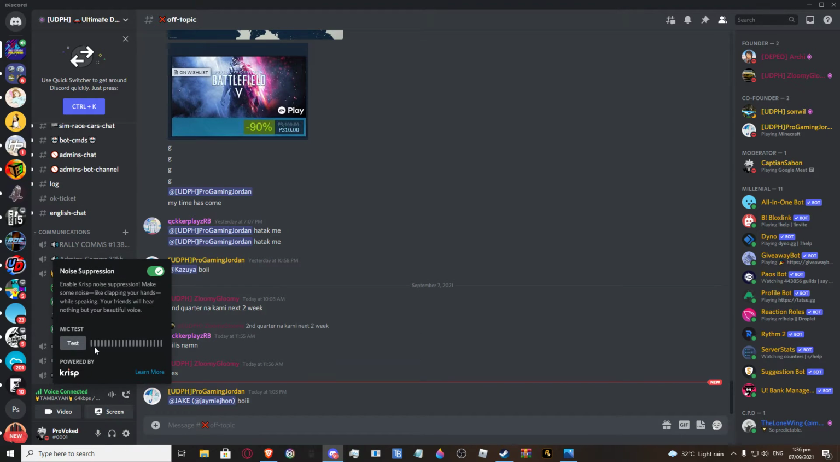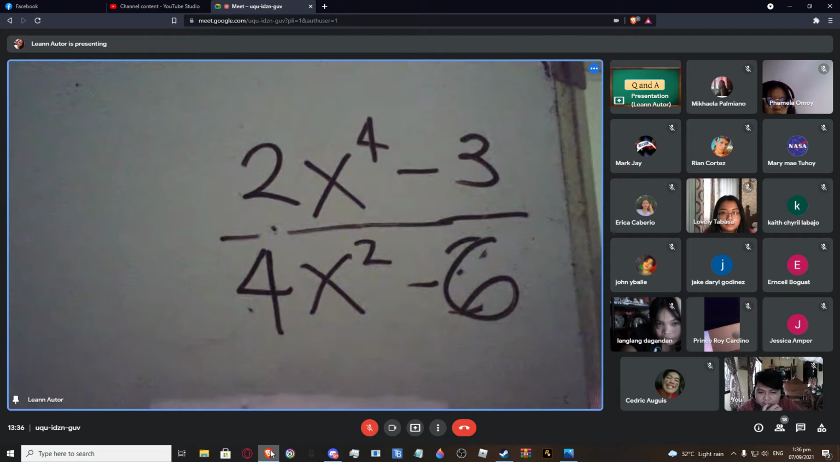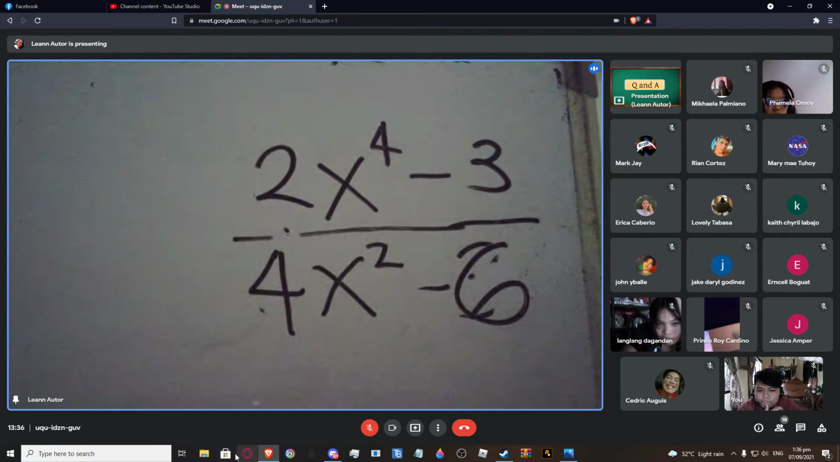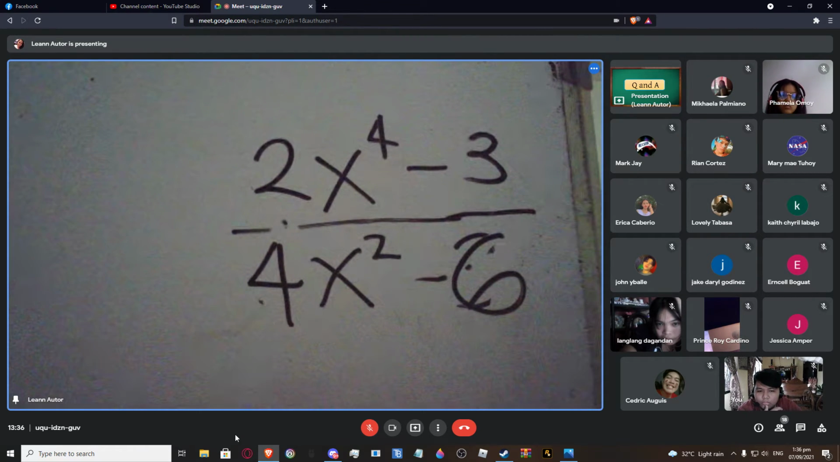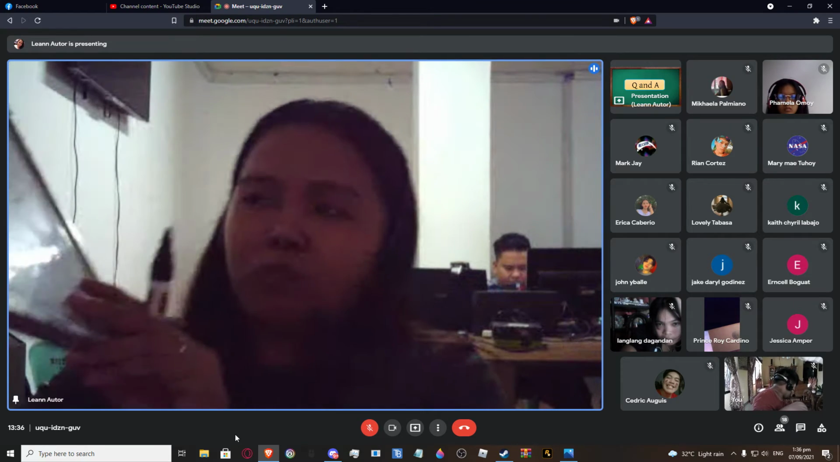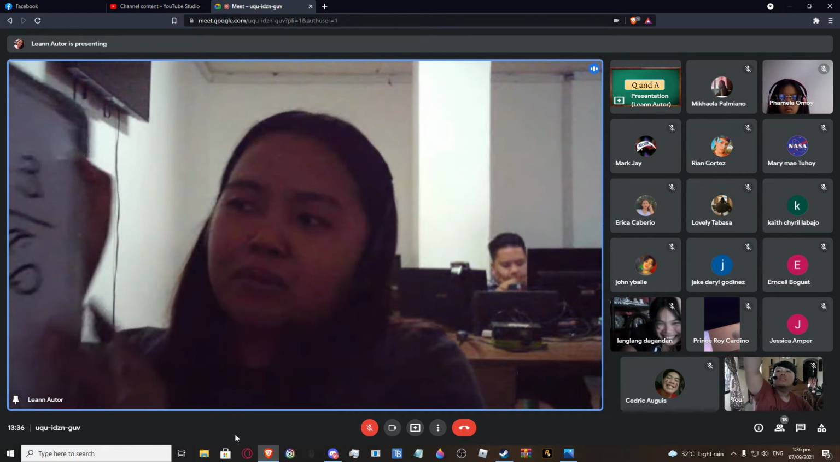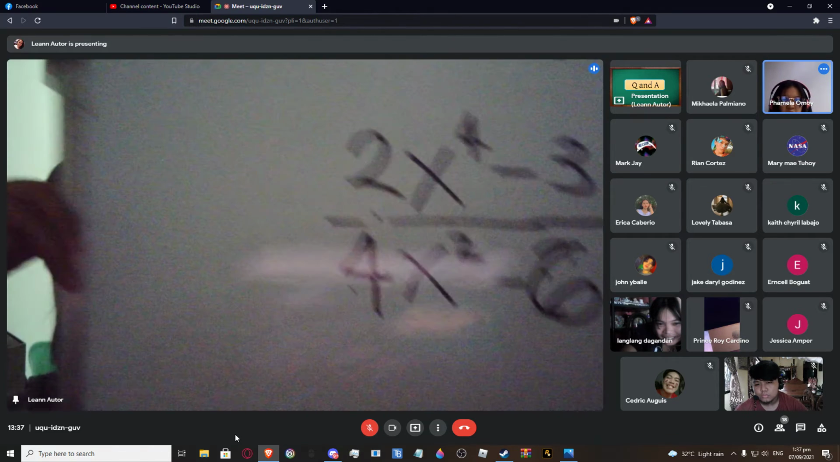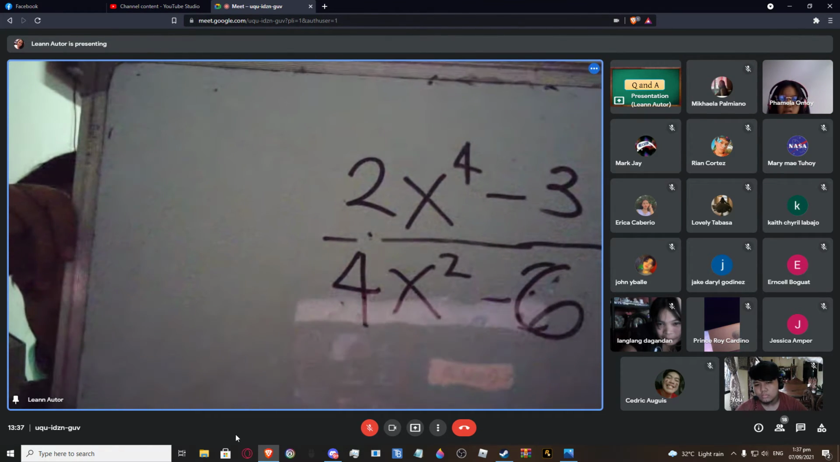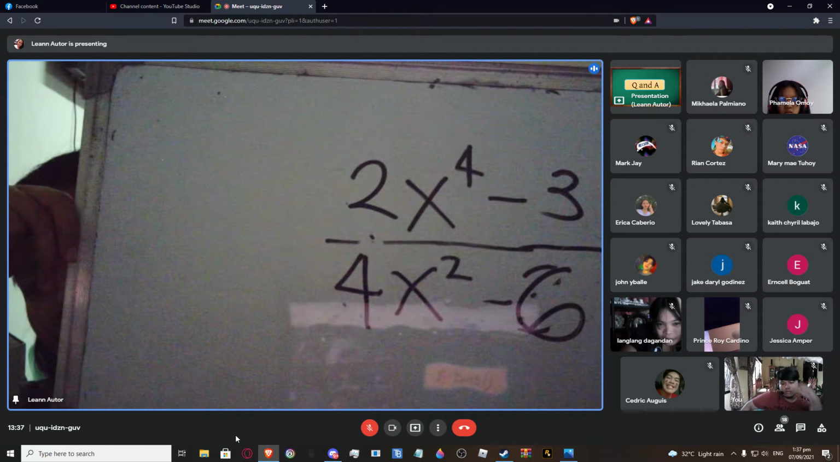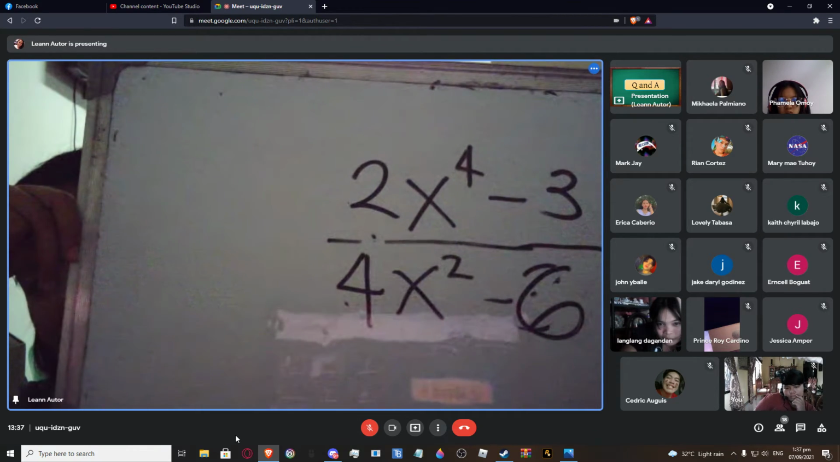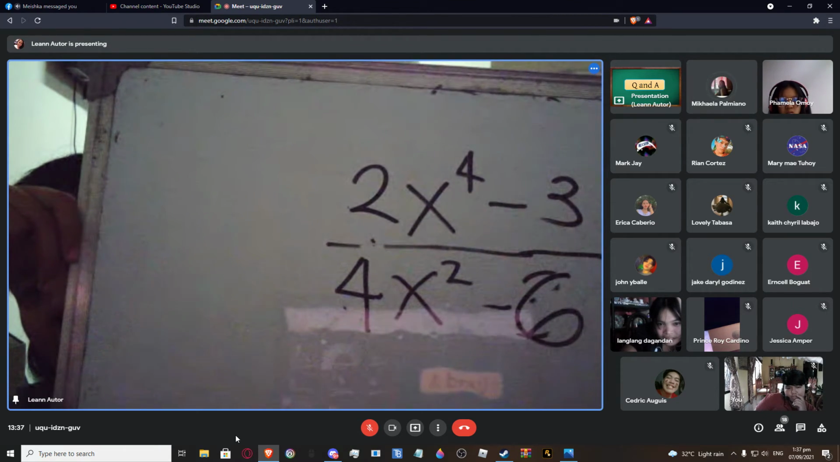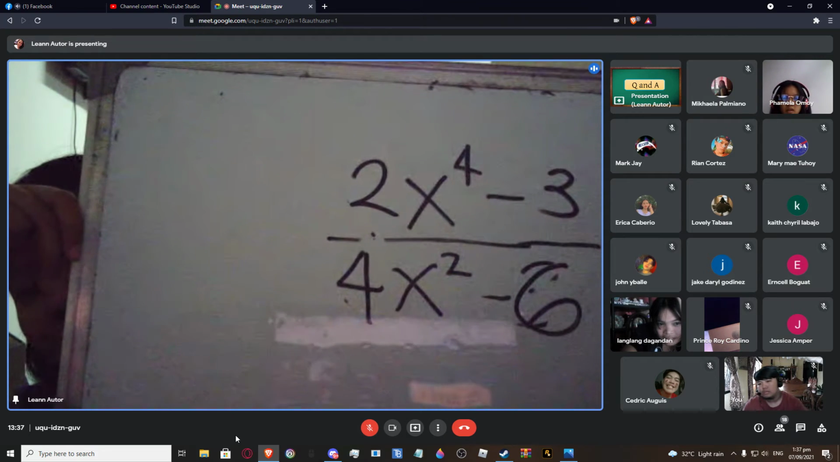Alright, so if this is the case, then we can still reduce the 1/4. 2/4 becomes 1/2. And then the x to the power of 4 over x to the power of 2 becomes 2. So x to the power of 2.